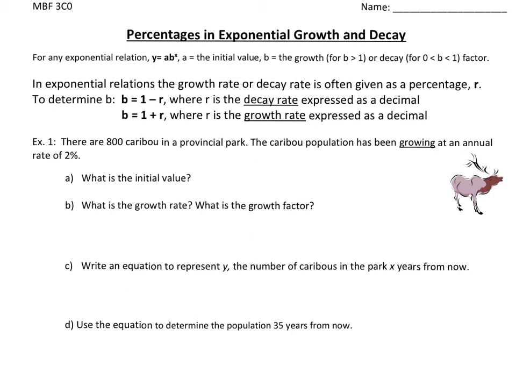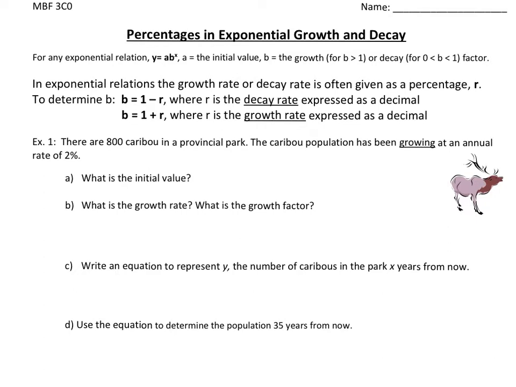This video is about applications of exponential growth and decay that involve percentages. Okay, so the first sentence here, for any exponential relation, this is just a reminder that A is the initial value, B is what we call the growth factor. If B is a number greater than 1, like 2, 3, 4, 5, 6, 7, and so on, then it's growth. If it's a fraction or a number between 0 and 1, like a decimal, then it's decay.